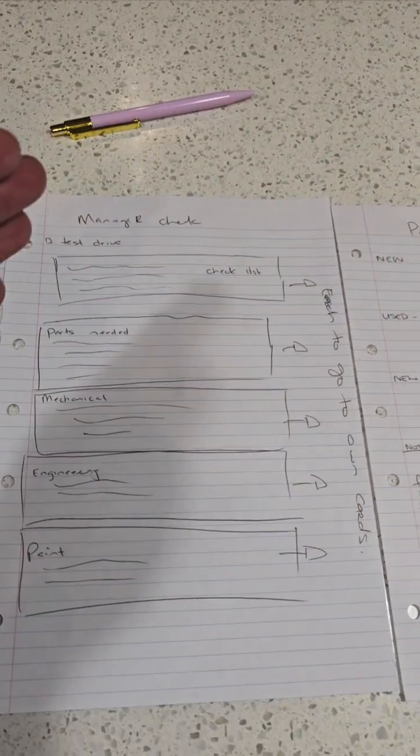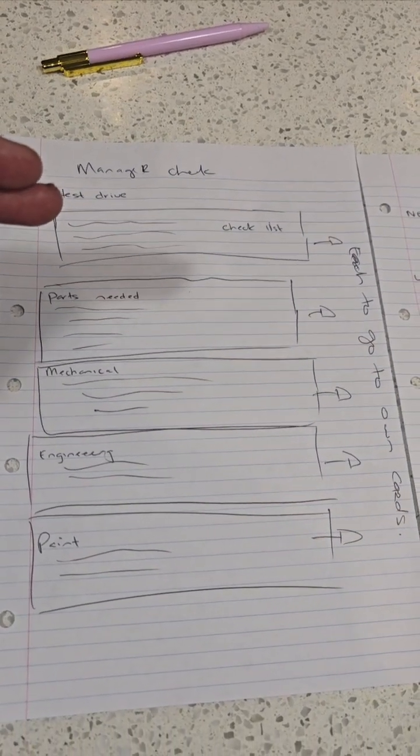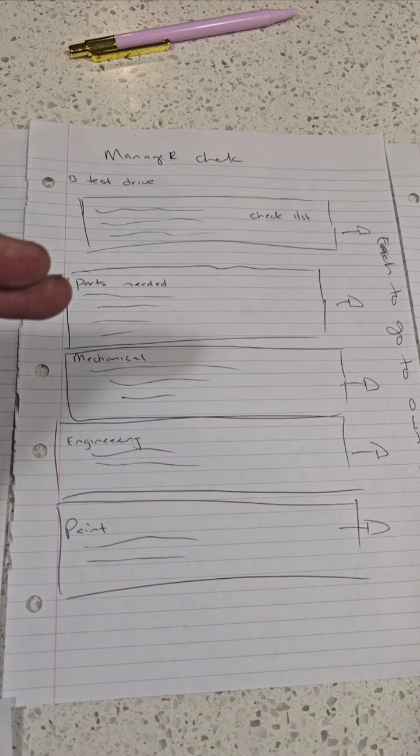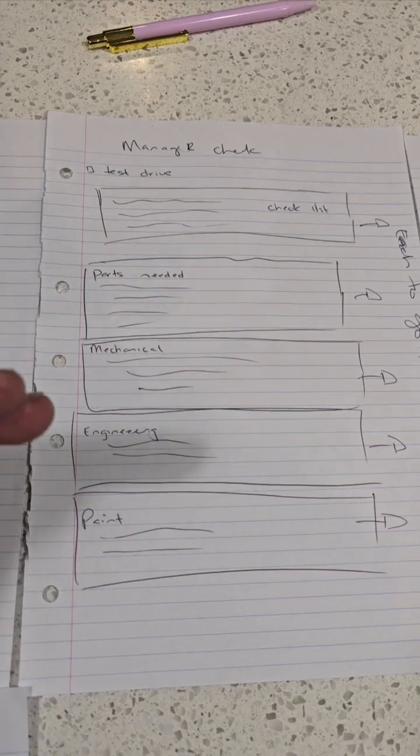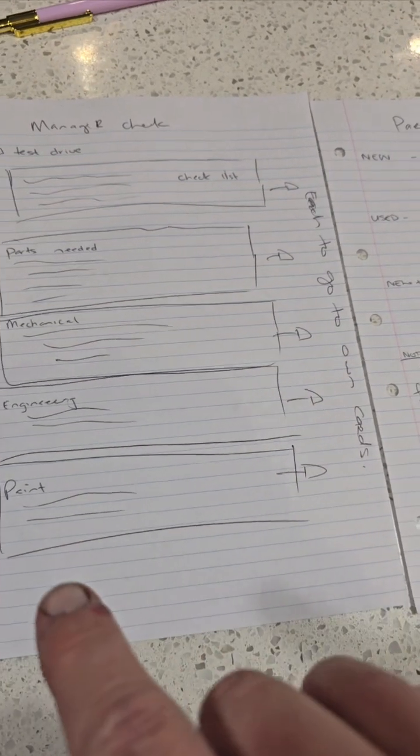then it moves on to the manager's checklist, which involves a preloaded checklist, and then parts that needed to be ordered, a mechanical list, engineering list, paint list, and then each one of those automatically moves over to their paint or engineering or mechanics list or parts list from the data that's put in there.